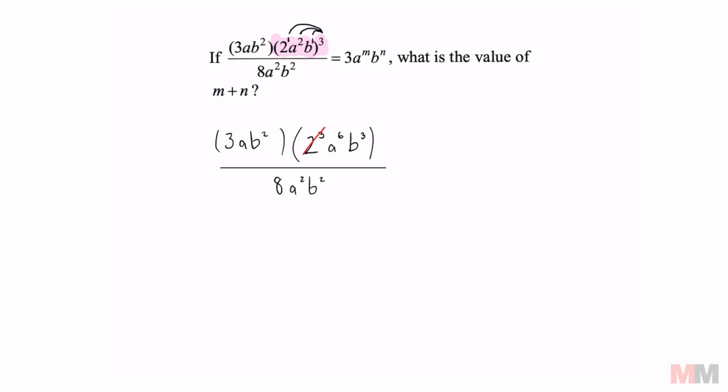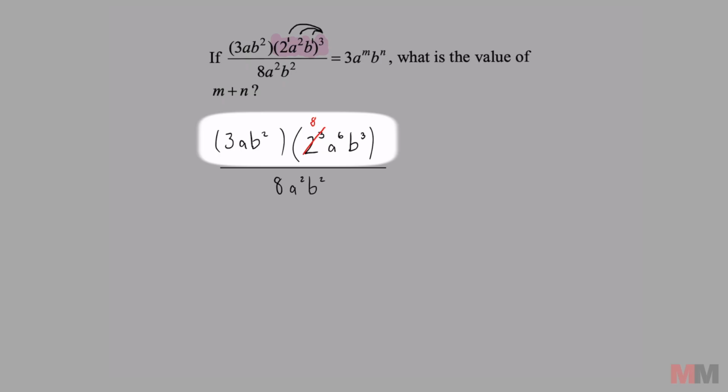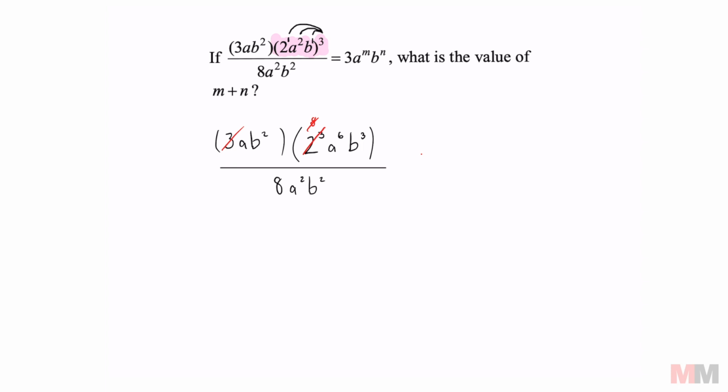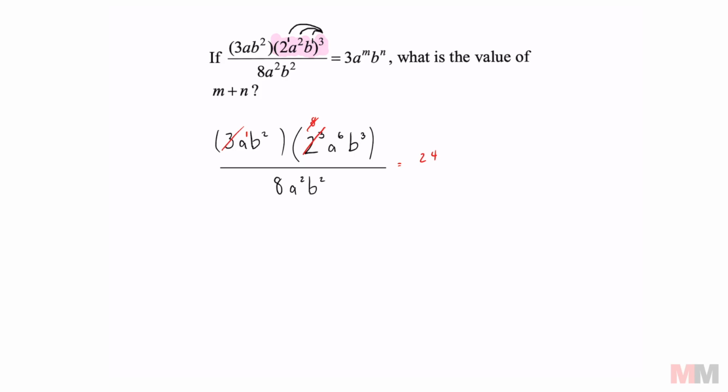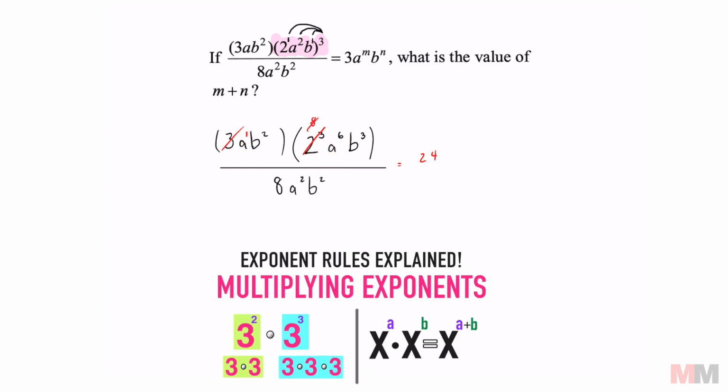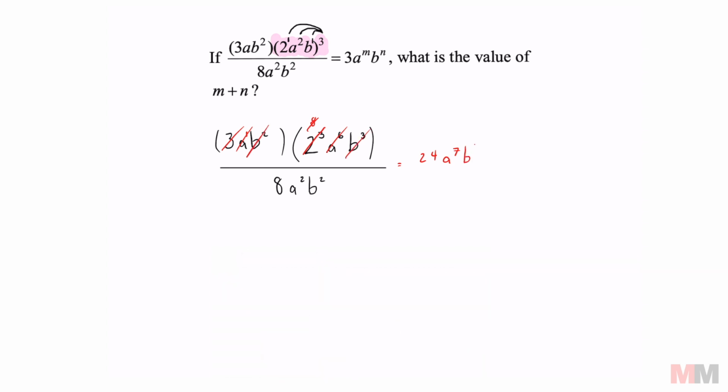2 to the third becomes an 8, and every single thing right here is being multiplied to each other. So start off with the numbers. 8 times 3, that becomes 24. Just so you don't forget any variables without exponents, just put that 1. And the rule for multiplying variables with the same base, like a to the 1 and a to the 6, all you got to do is add the exponents. So 1 plus 6 becomes a to the 7th power. b squared and b cubed, add the exponents, becomes b to the 5th.